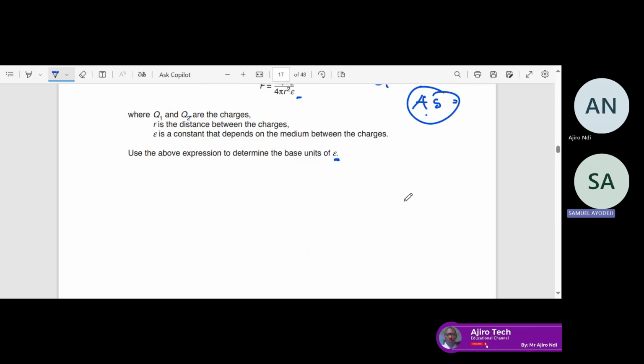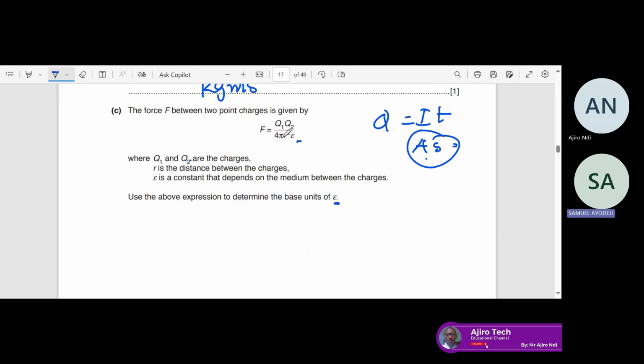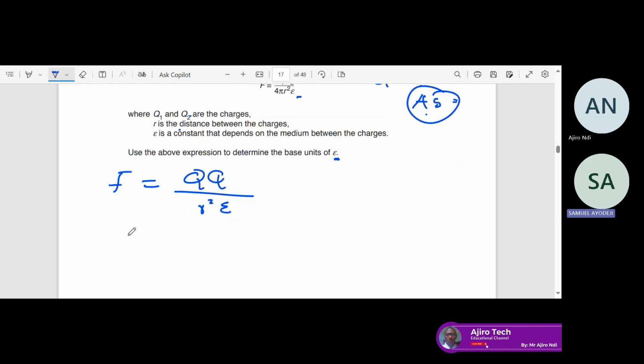So you are looking for units. You don't need this one, it's a constant, it does not have units, so forget about it. So you have F is equal to Q1 Q2 over, you have a radius, R square, times epsilon. Forget about Q1 and Q2, they are the same thing. So this is distance. First of all, make E the subject of your formula. That will give you F R square over Q square.